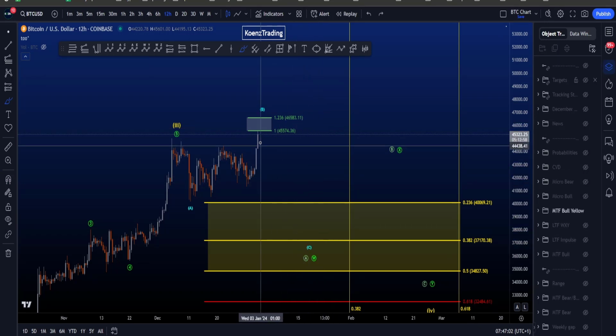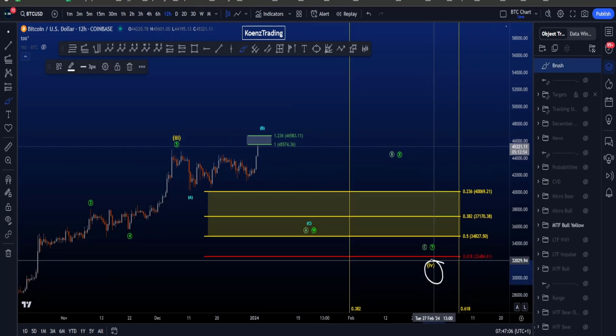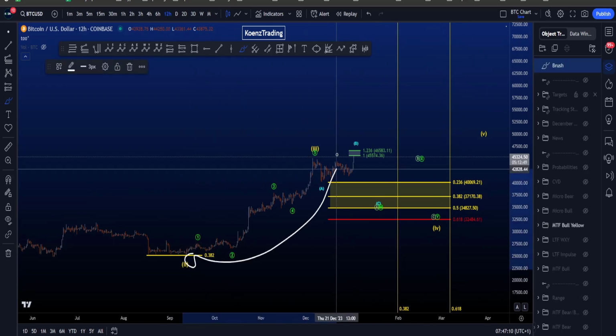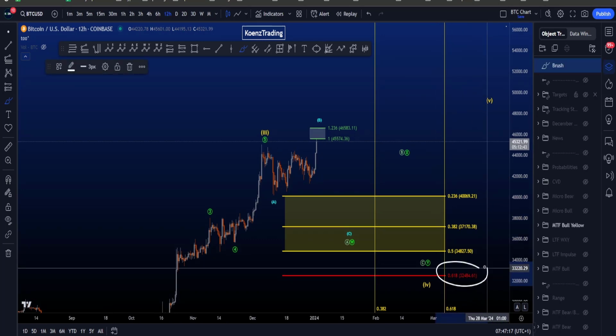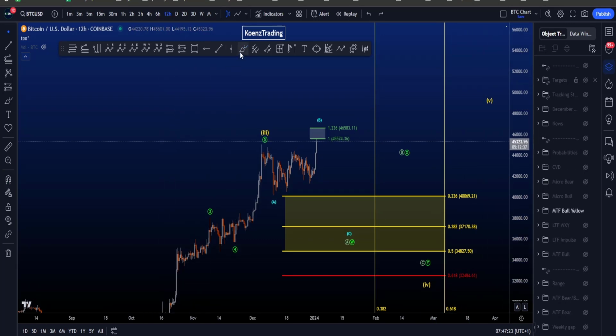and we then want to see an impulse to the downside in a wave C, 1, 2, 3, 4, 5, where your target area for your wave 4 is between the 0.236 and the 0.5 taken from the low of 2 to the high of 3, which is between 40k and 34.8k, with the invalidation being the 0.618 at 32.4k.